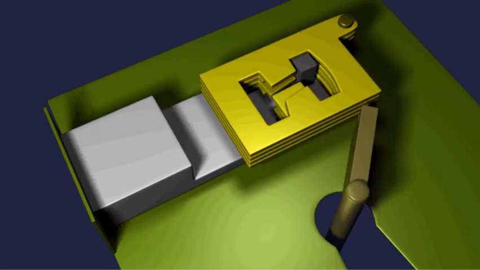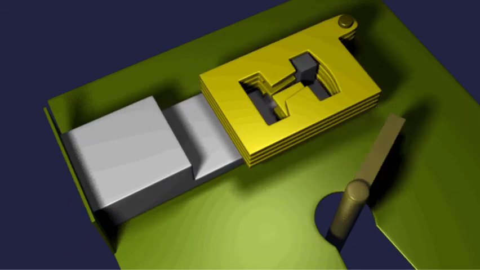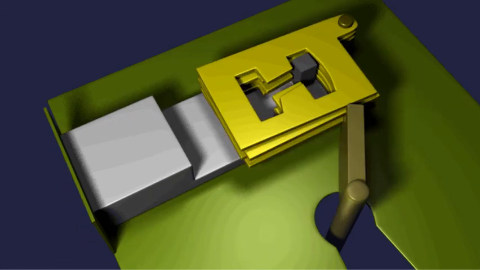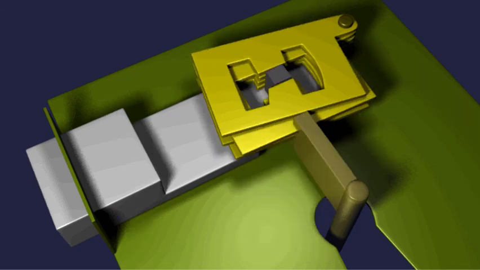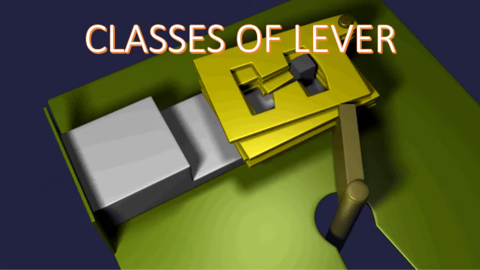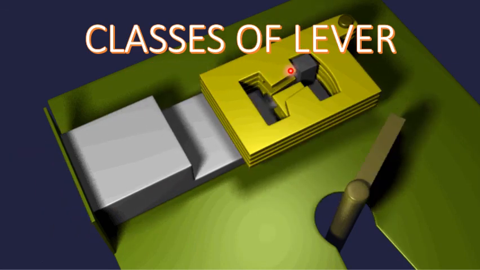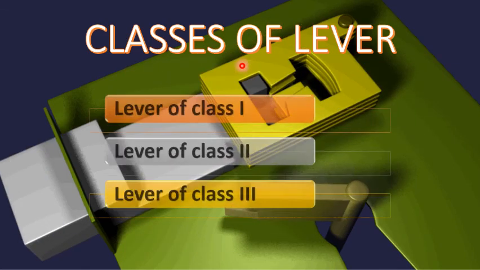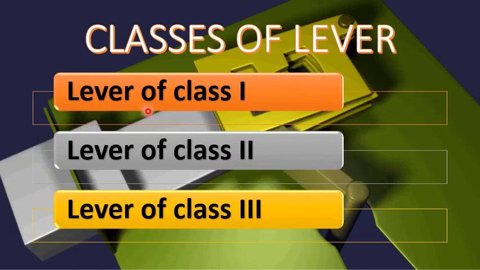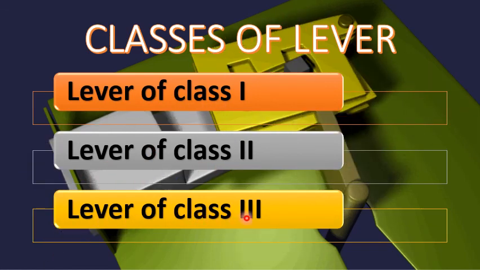Students, as we have learned, there are three main points in a lever on which a lever works. According to the position of these three main points, which are the fulcrum, effort and load, we have classified the lever into different classes. Here comes the classes of lever, and there are three main classes. We call them lever of class 1, lever of class 2, and lever of class 3.